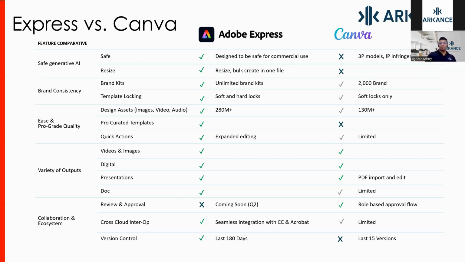Expanding and editing is something which is there in Adobe Express, and Canva has very limited access to it. Plus, it has a direct integration with Premiere. So you can do a lot of editing and translations, which we'll be learning in the next slide: what exactly Adobe Express and generative AI can do for you.